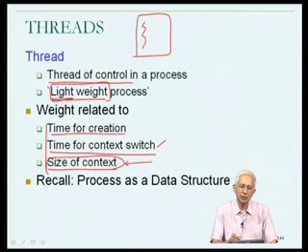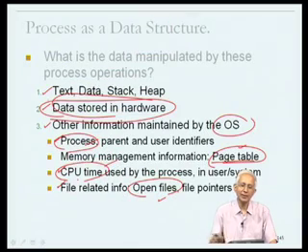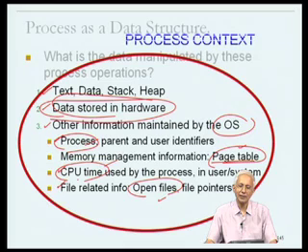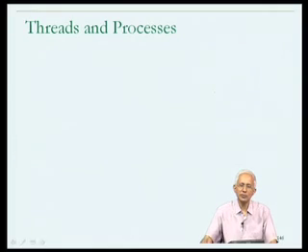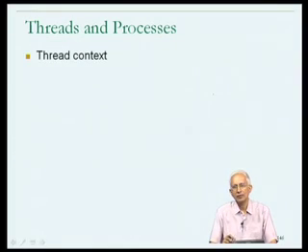Now, in saying that the time for context switch of a thread, or the size of the context of a thread, is going to be lighter than that of a process, the implication must be that the thread is some kind of an entity akin to a process, but with much less information associated with it. Therefore, it should be possible for us to list, for commonly occurring implementations of threads, what the information might be contained within the thread context.